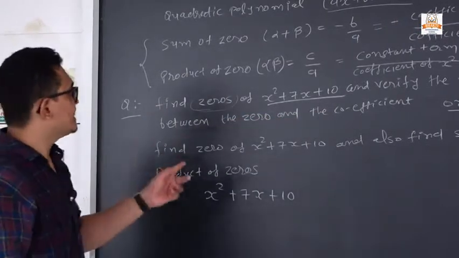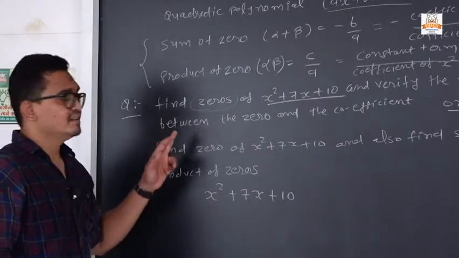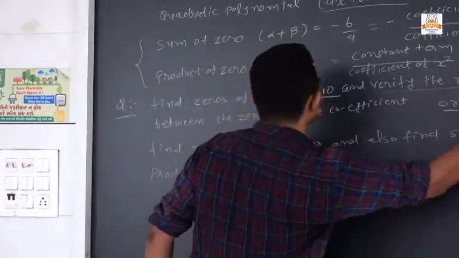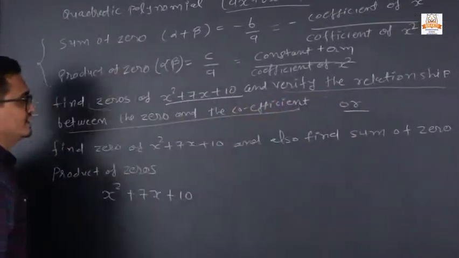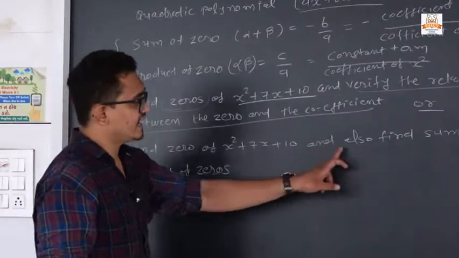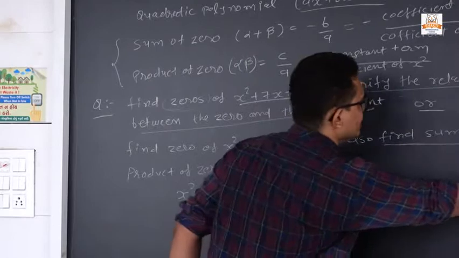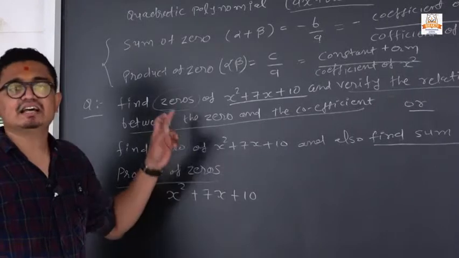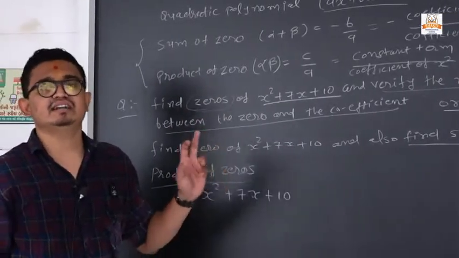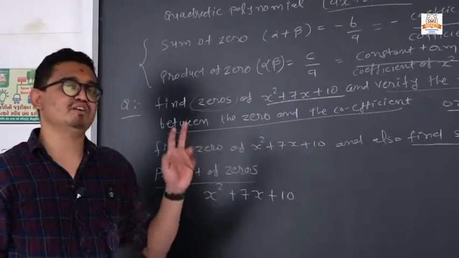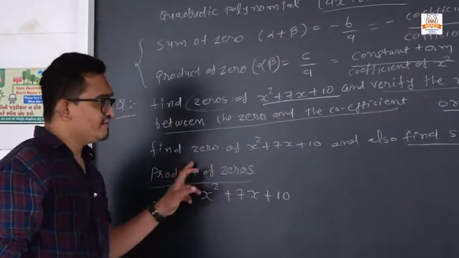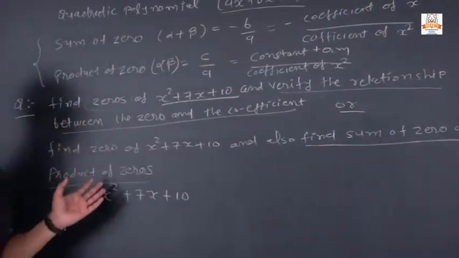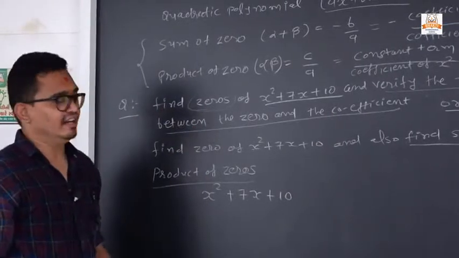Sometimes they ask the same question, but the method of asking is different. Here they are using the words relationship between zeros and coefficients. Sometimes they say, find the sum of zeros and product of zeros. The meaning of both is the same. If they say relationship between zeros and coefficients, at that time we need to find the sum of zeros and the product of zeros. The question is the same, but they are asking in a different way.